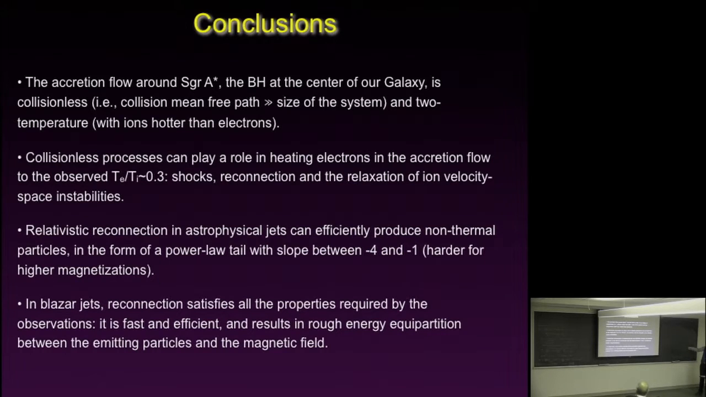One is the heating channels: shocks, reconnection, and ion velocity space instabilities. And reconnection in jets seems to be the most promising answer for what is giving us the light, especially from blazars, but I would argue from all relativistic jets in astrophysics. Thank you very much.